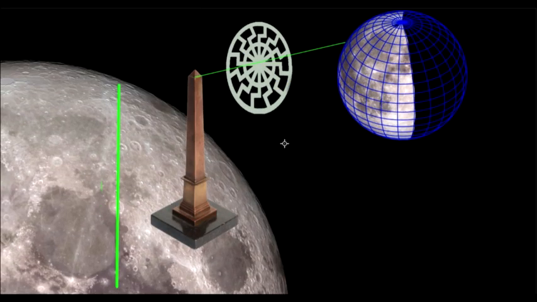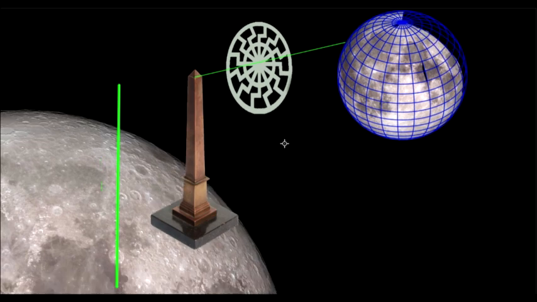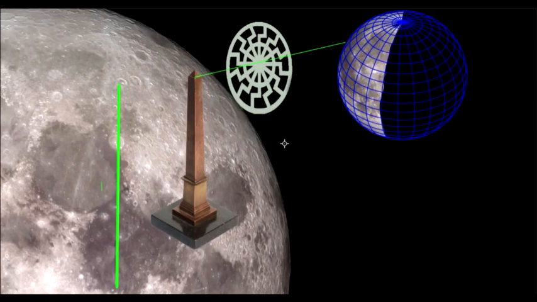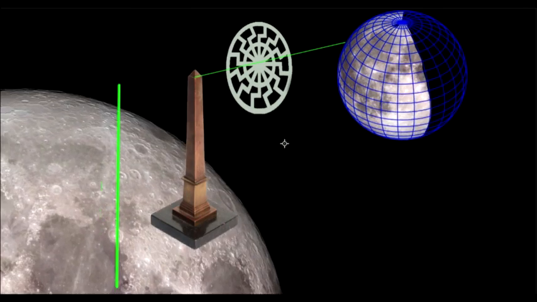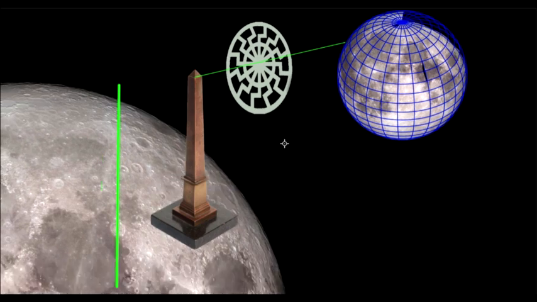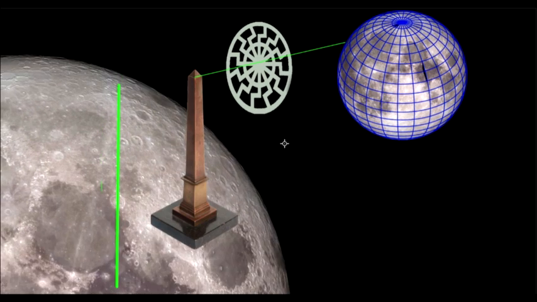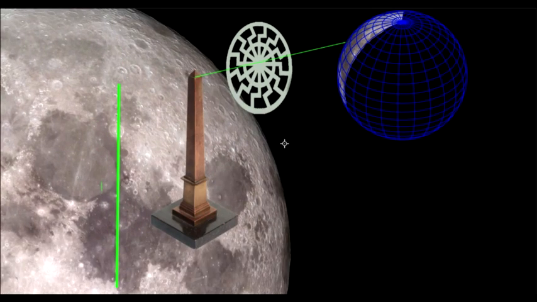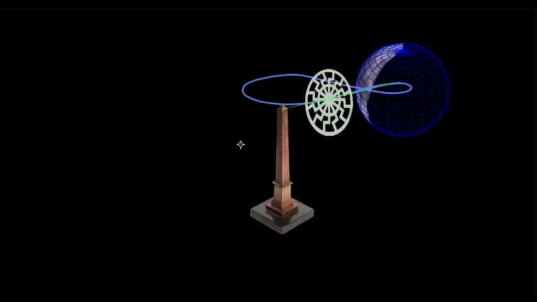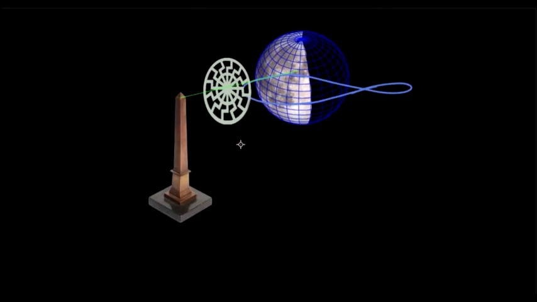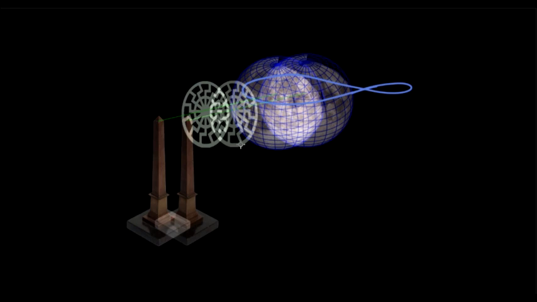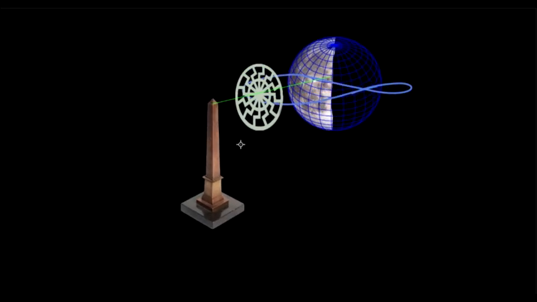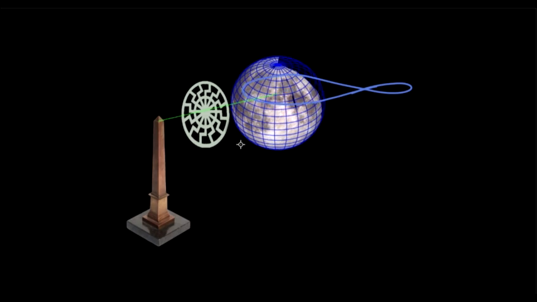Take a look at the moon. Going down, going up. But the obelisk is making the exact opposite movement. When the moon is going up, the obelisk is going down. So this system will make the exact same movement as the Earth, but in the opposite direction.